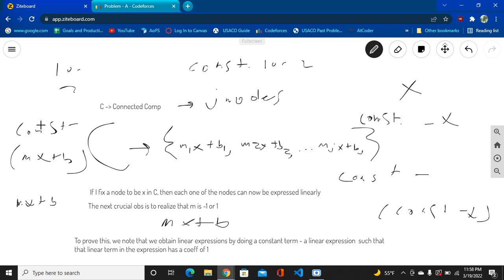And since we started with the coefficient of 1, you notice that the constant term will never affect the linear term, because the constant term has a degree of 0. Thus, it will never affect higher degrees. The only thing that it's going to affect is other constant pieces. Therefore, we just proved that m is either -1 or 1.